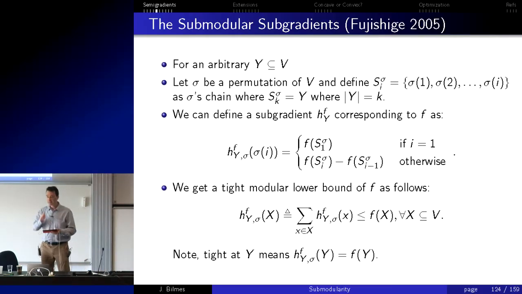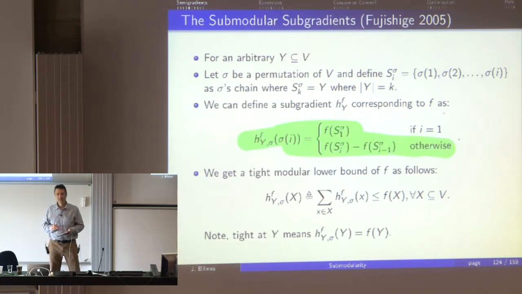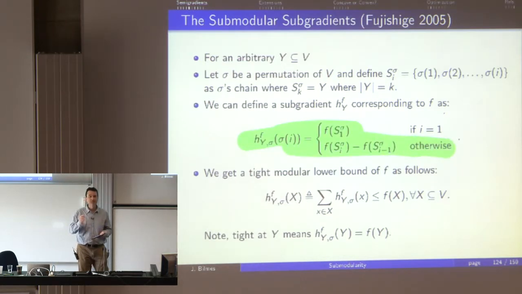Okay, so we can essentially get subgradients very, very easily by running the greedy algorithm. The greedy algorithm, if we take any order we want of the elements, will give us a subgradient by defining the modular elements to be equal to the difference of the successive valuations of the submodular function according to that order.